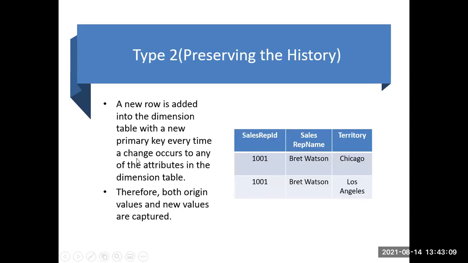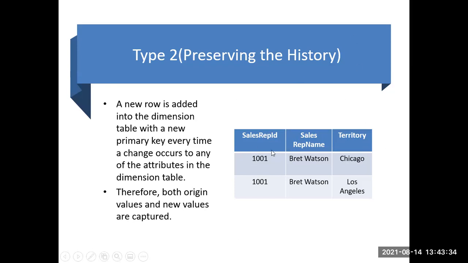Type 2 is preserving. Type 1 was overwriting; type 2 is preserving the history. For whichever representative data you have, you need the complete history: when it started and until when it ran. A new row is added into the dimension table with a new primary key every time a change occurs to any of the attributes in the dimension. Therefore, both the original values and the new values are captured here.